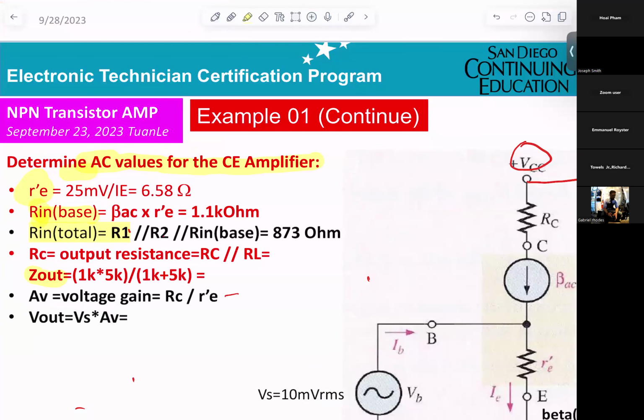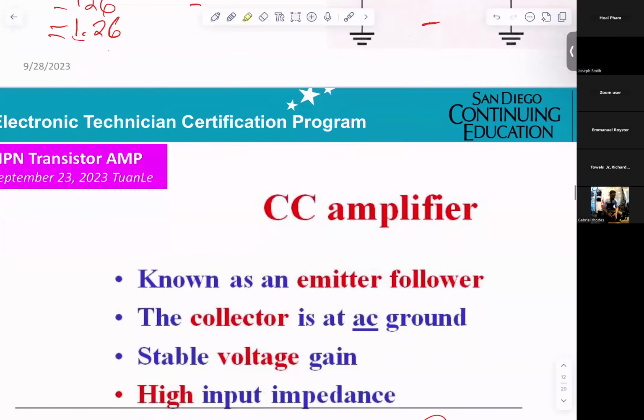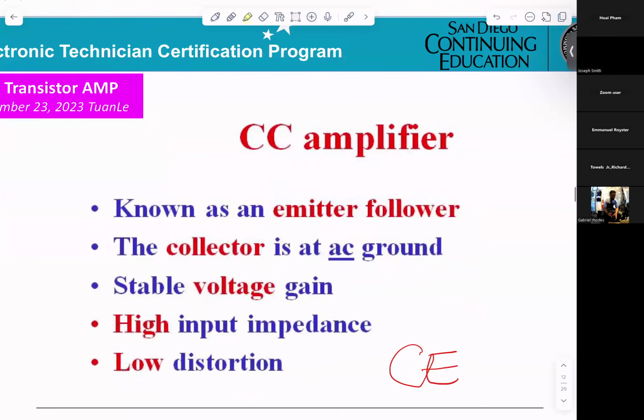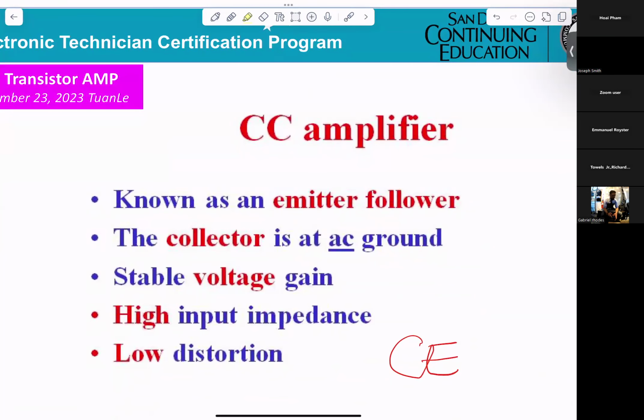If you want the gain, RC over R prime E. And V out equals the gain times V in.